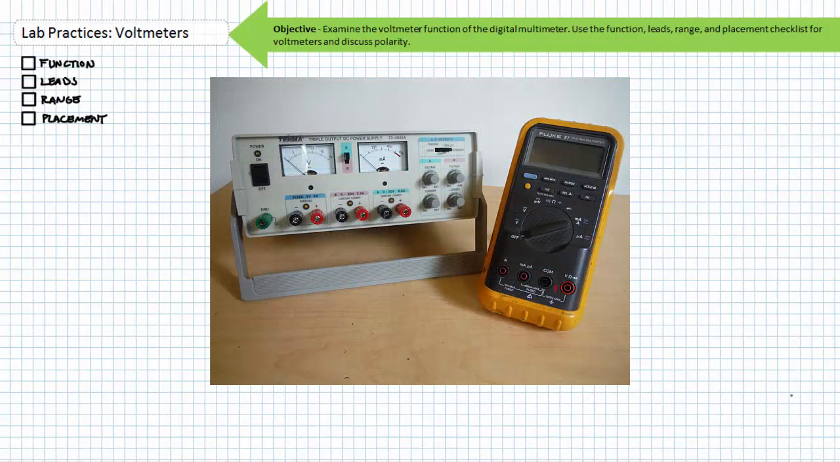Here is a DC power supply with 3 outputs, 2 of which are adjustable and 1 of which is fixed at 5 volts between these 2 terminals. All we'll do today is quickly use the function, leads, range, and placement checklist for 3 different DMMs in voltmeter mode to check the voltage of this fixed 5-volt DC output. The checklist has 4 steps: function, leads, range, and placement. Follow them in order and you'll get it right every single time. Skip a step, do a step wrong, or do a step out of order and you'll get it wrong every single time.